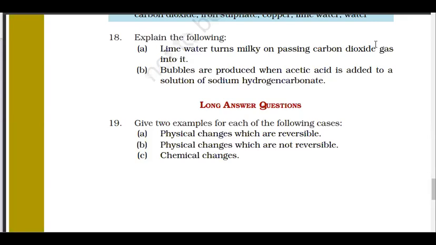Second, physical change which is not reversible. Burning. Tell me, breaking of a bottle, right? Bursting a balloon. Yes, very good. Cutting a tree, tearing a paper, everything is irreversible. Okay, next. Chemical changes. So chemical changes, easy. Everyone already knows all the different types of chemical changes.